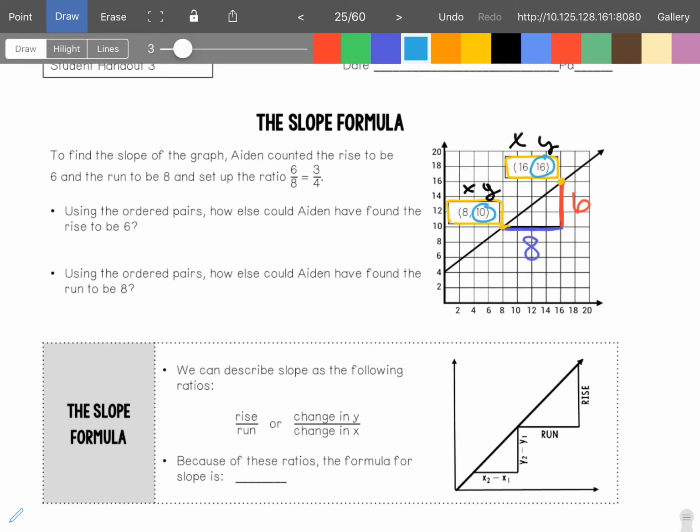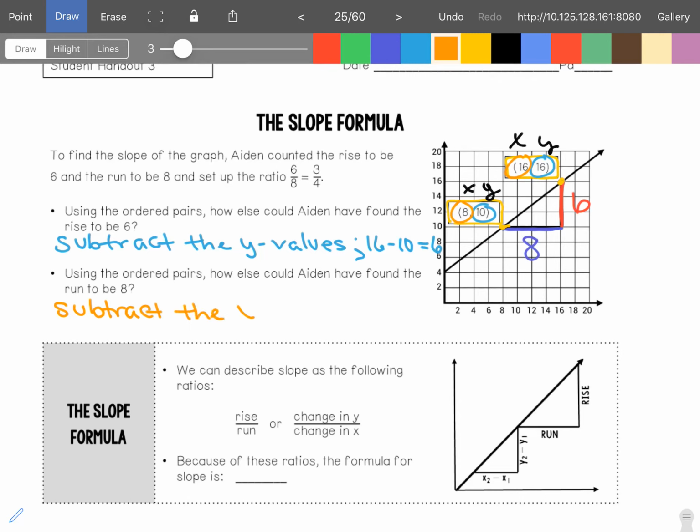Well, he could have subtracted them. So we're going to write subtract the y values, and then we're going to go ahead and show what that was. 16 minus 10 equals 6. Okay, and then it says using the ordered pairs, how could Aiden have found the run to be 8? Well, if we look at the x values, we could do the same thing, but with the x values. So we could subtract the x values, which would be 16 minus 8 equals 8.